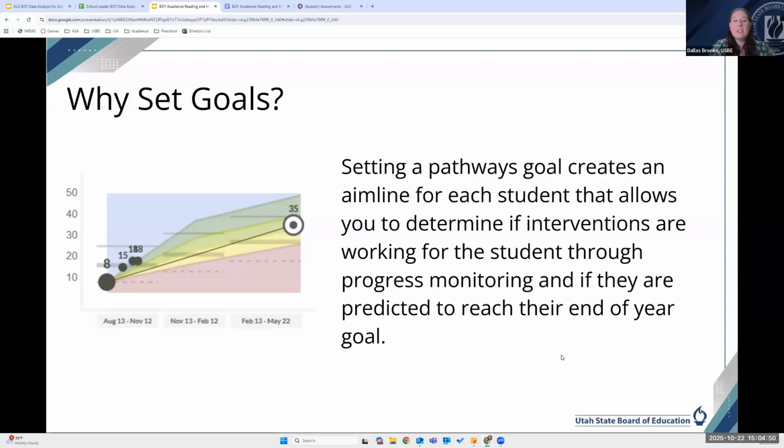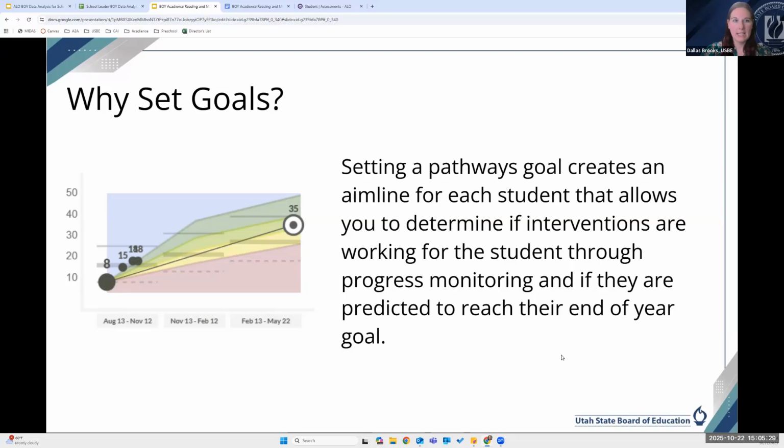So setting goals really just creates an aim line for each student that allows you to know if the interventions are working and if progress monitoring is predicting that they're going to make those goals. The question was asked earlier in our training about the data that we pull at the end of year and how that relates to the pathways of progress. When data is pulled, we pull the students who made typical, above typical, or well above typical growth, no matter what their goal was set at.